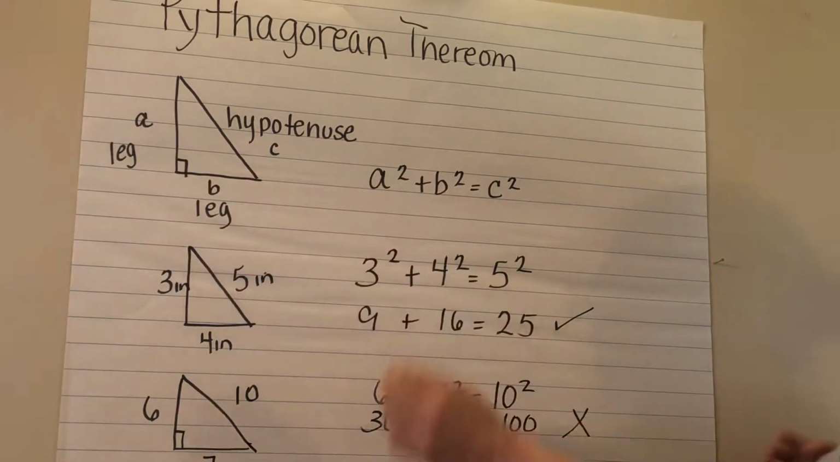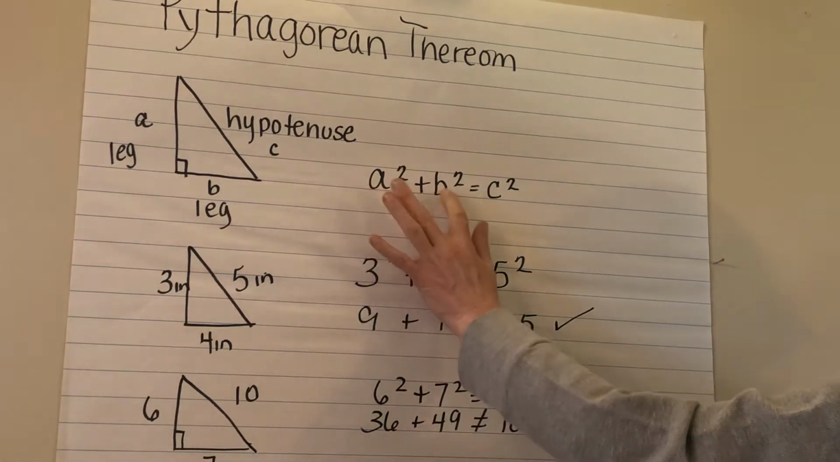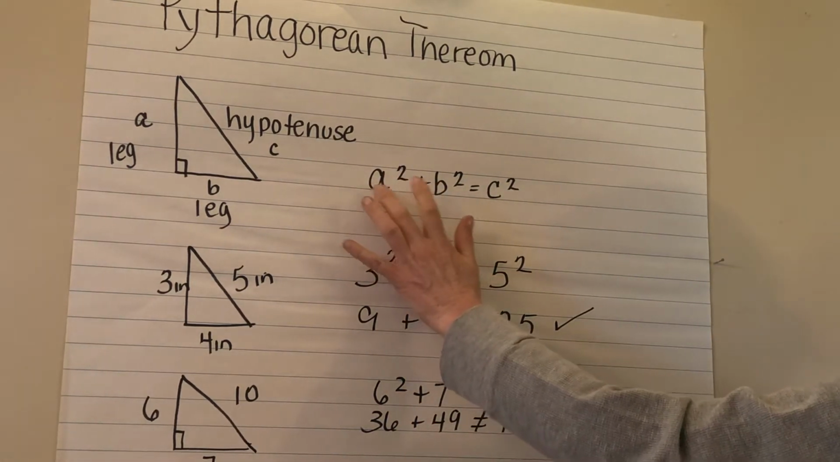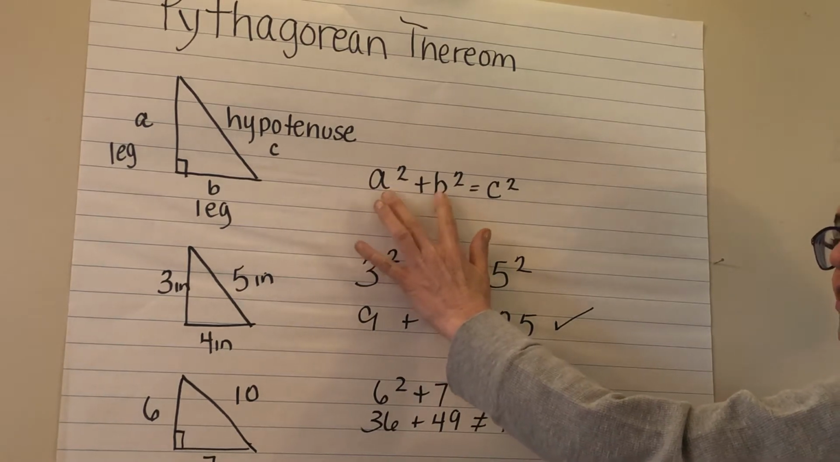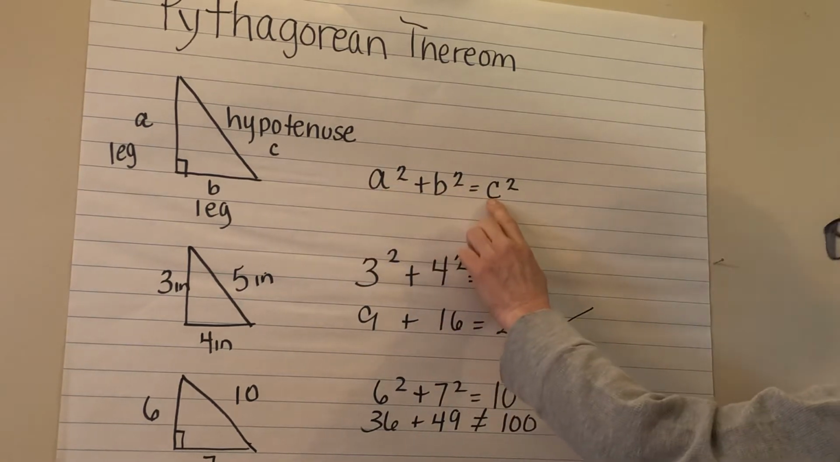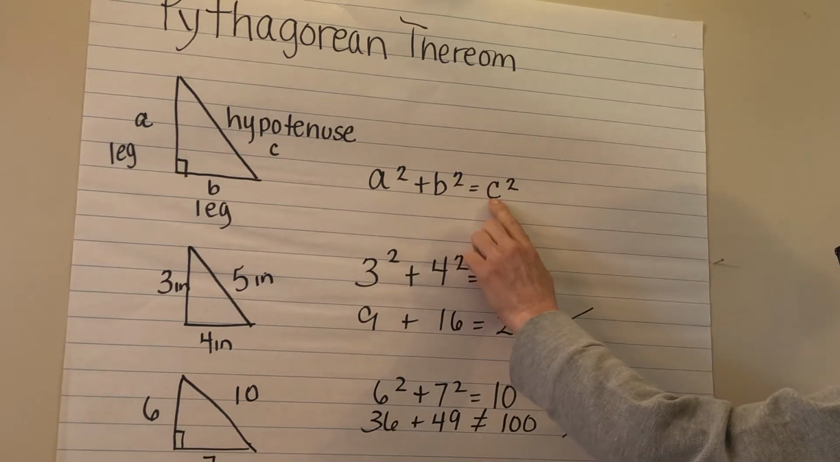Now, if you take the actual formula, A squared plus B squared, we're squaring the length of the legs, and that sum should equal the square of the hypotenuse.